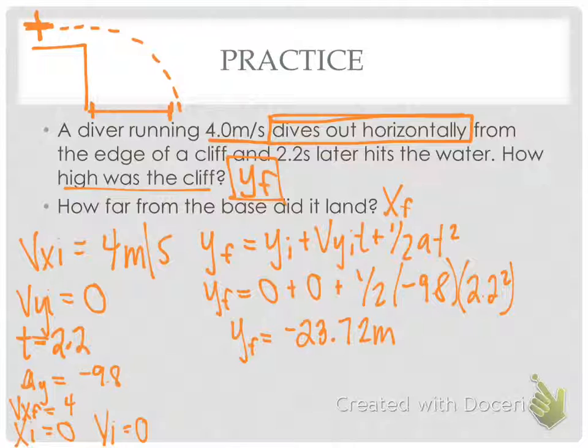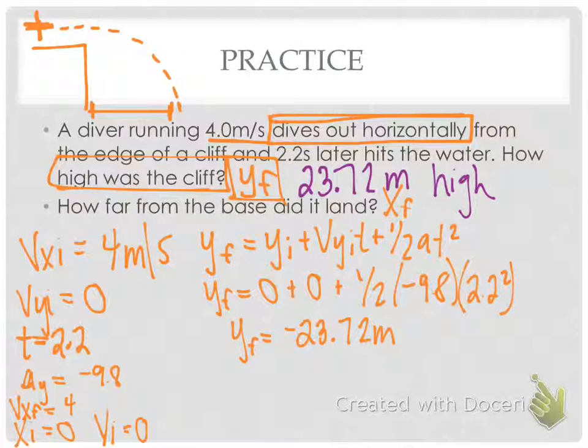Do we agree? Okay, why is it negative? It's landing below where it started. So if we want to truly answer the question that was asked, and it says how high was the cliff, we would turn that around to a positive value. This is telling us we're landing 23.72 meters below where we started, but in order to fully answer our question, our cliff was really 23.72 meters high. Does that make sense how we made that positive?